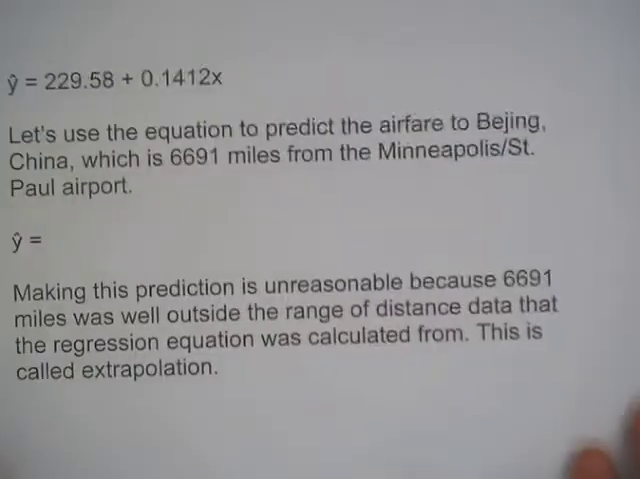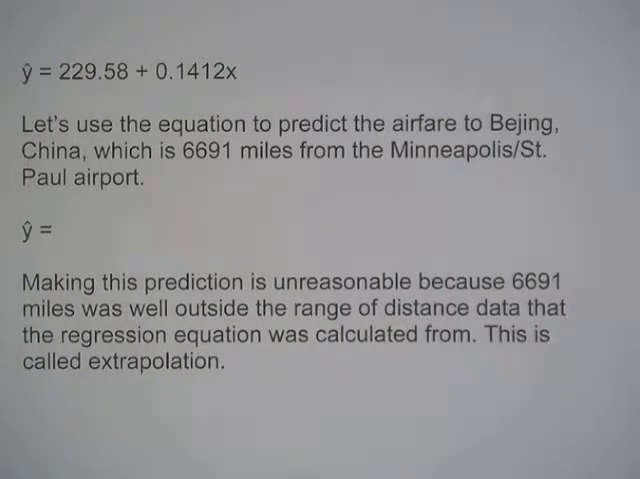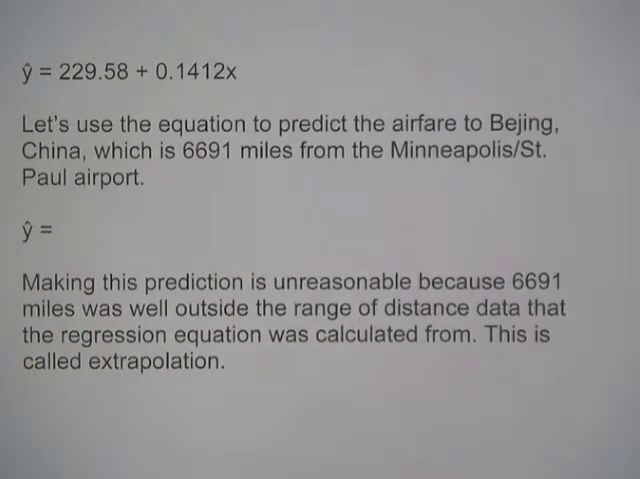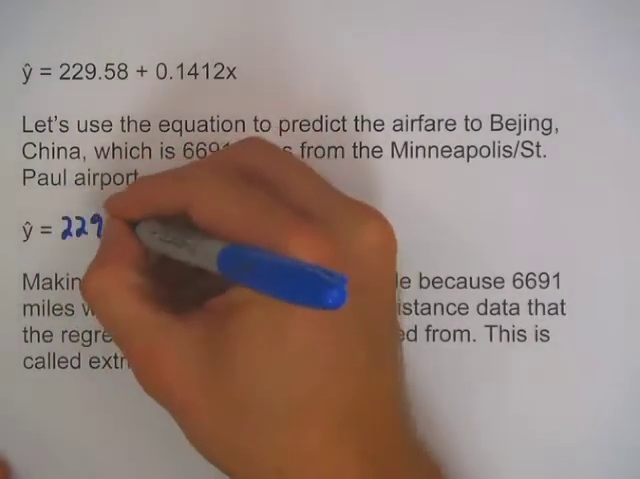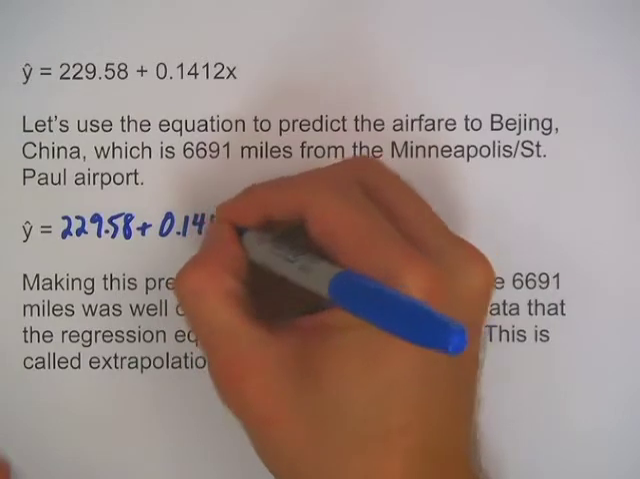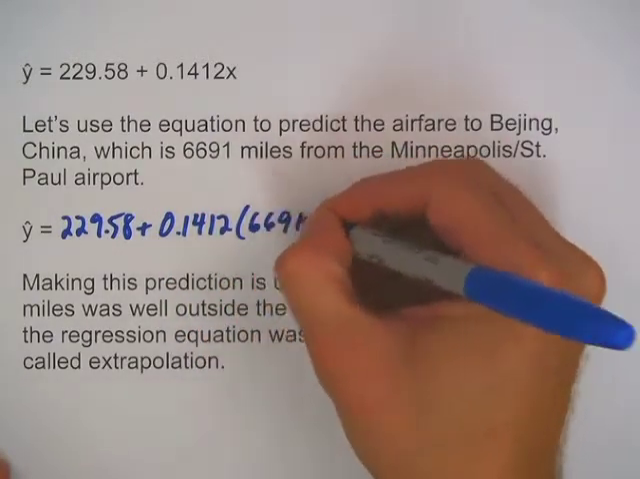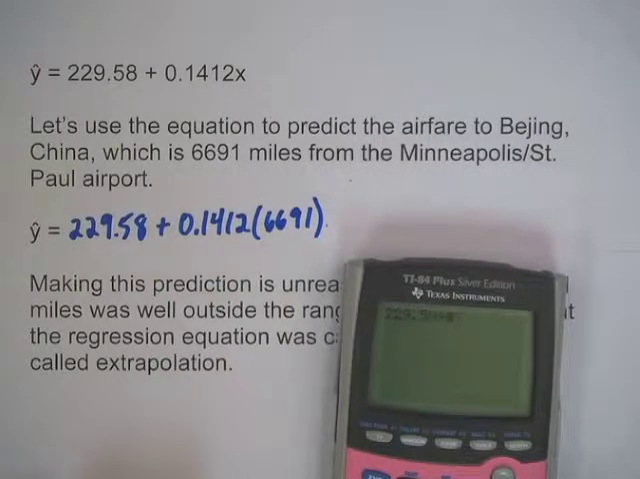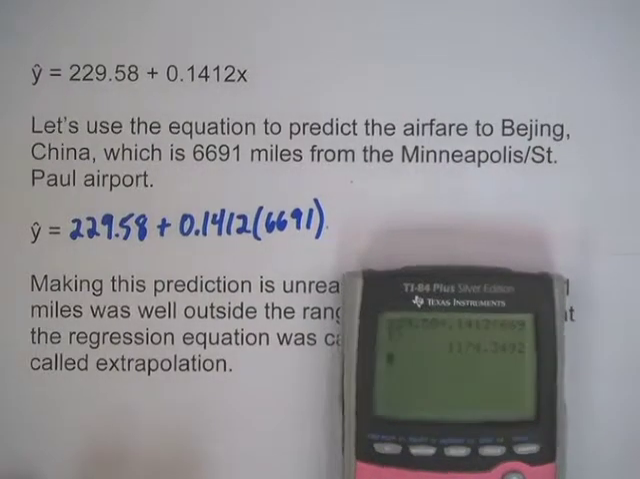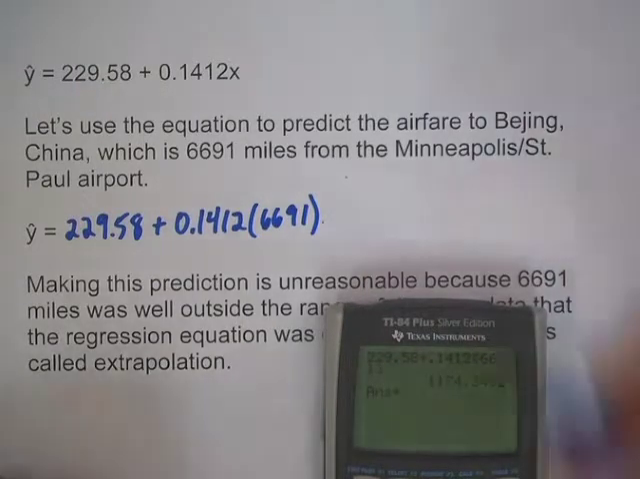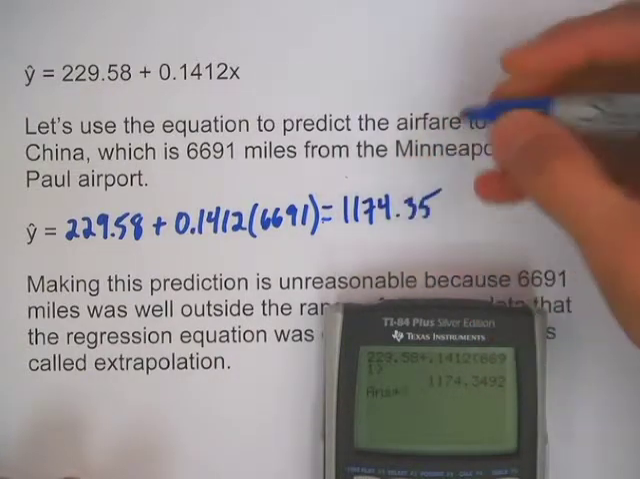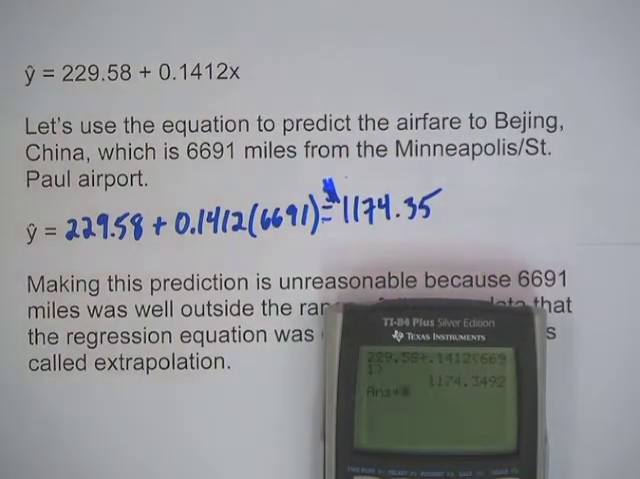Let's make another prediction now. Again, I have the same equation. Let's use this equation to predict the airfare to Beijing, China, which is 6,691 miles from the Minneapolis-St. Paul airport. Again, we're going to do the same thing and substitute the distance in for x. This time it's 6,691 miles. To type that in, we have 229.58 plus 0.1412 times 6,691. Hit enter, and we end up with a predicted airfare of about $1,174.35, in dollars as units.